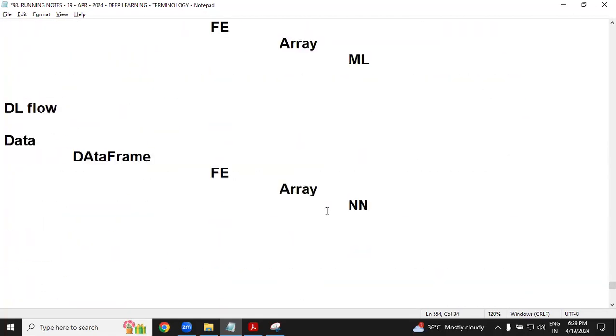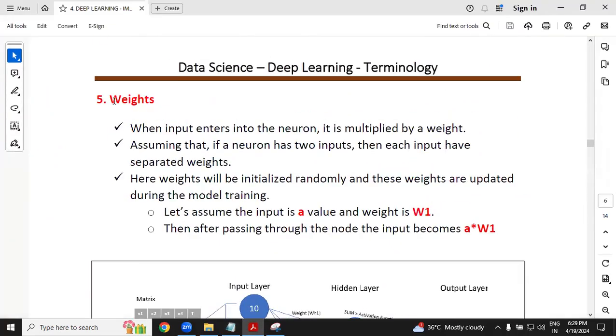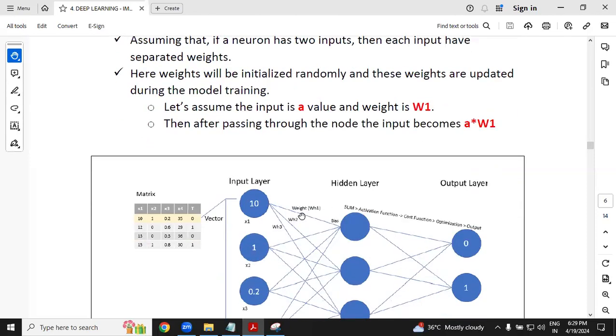What is the topic currently we are covering? The current topic is weights. When input enters into the neuron, it is multiplying by what exactly? Weight. We already know this point. Whenever an input is entering into the neuron, the neuron captures the input value, and automatically it generates one weight. The neural network will generate the weight value.